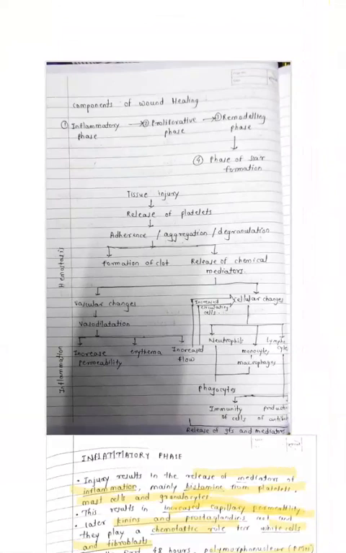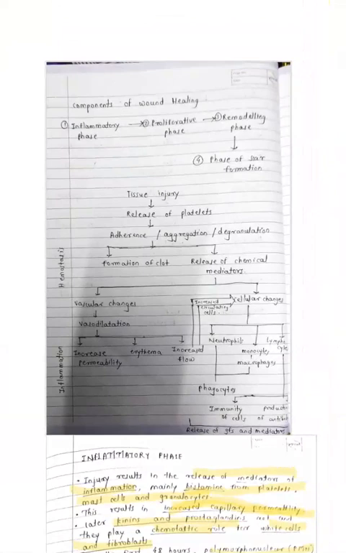What will mediators of inflammation do? They will increase the capillary permeability. After histamine, there will be release of other mediators like kinins and prostaglandins. What is their role? They will play a chemotactic role. They will attract white blood cells and fibroblasts, and this will play a role in clot formation.